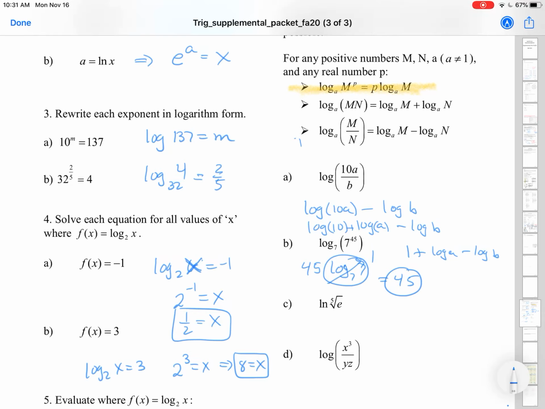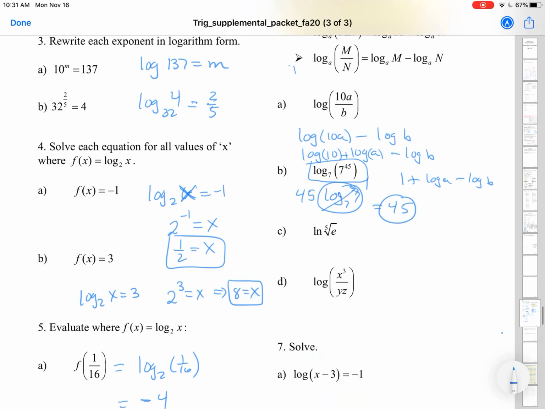Now, let's make sure you understand that. The original problem was saying, what power do I need to raise 7 to in order to get 7 to the 45th power? Most of us would just answer 45.